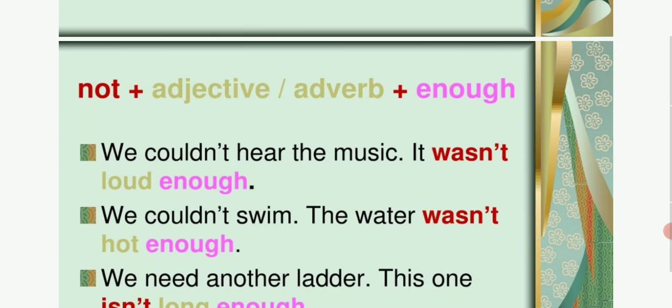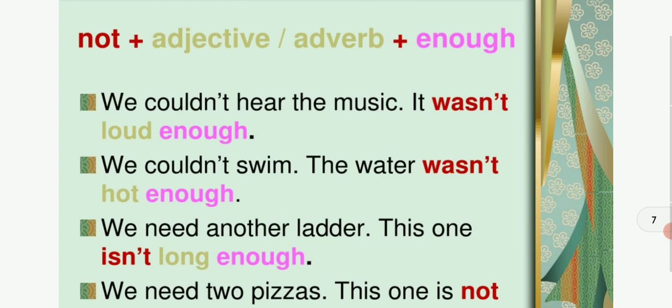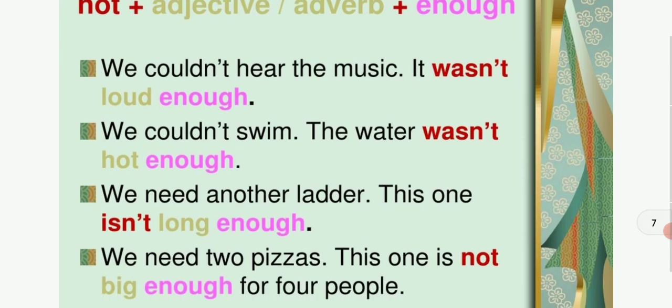So number 2: we couldn't swim. The water wasn't hot enough. So here I describe that the water isn't hot enough. Wasn't hot enough. Number 3: we need another ladder. This one isn't long enough. So here I used "long" in the middle of "isn't" and "enough". It's long enough, the ladder.